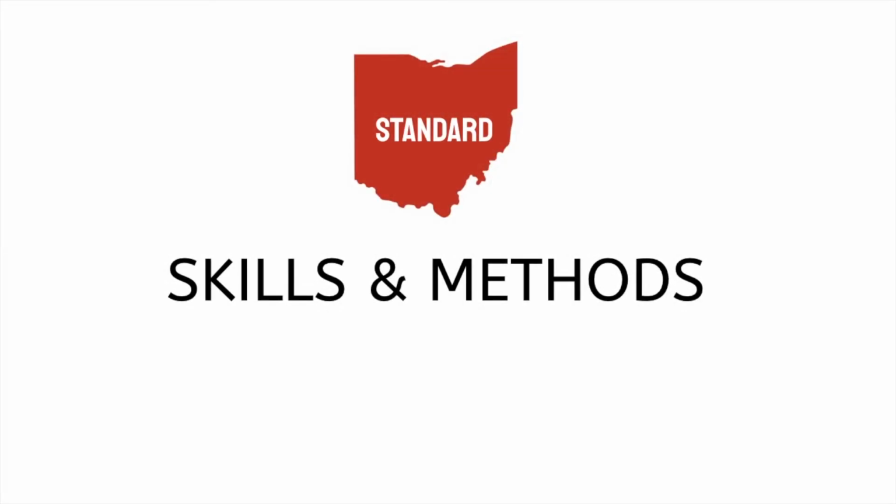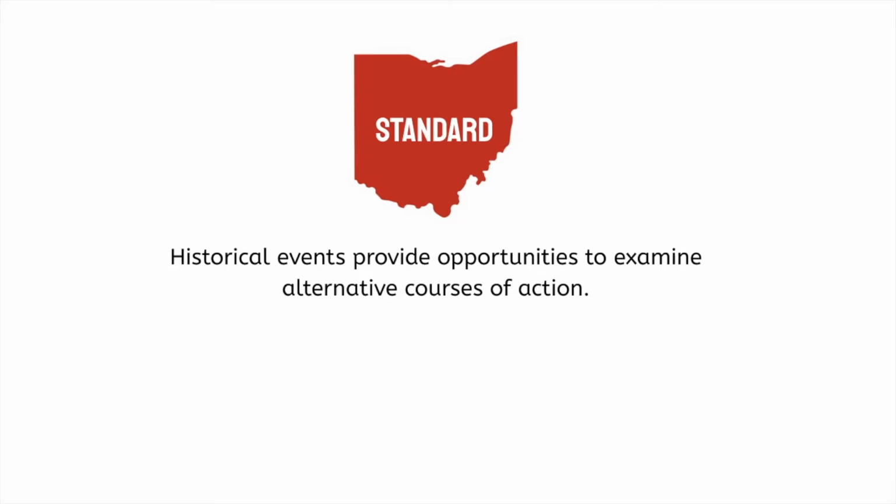Hi, this is Mr. Ramage, and this video lesson is going to cover the skills and methods standards for your Ohio State graduation test in American history. There are 4 standards that we're going to cover in this video lesson, and these are going to help you understand how to read and write and analyze and critique your sources and information.